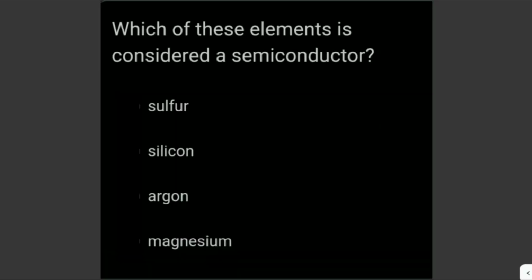Which of these elements is considered a semiconductor? Sulfur, silicon, argon, or magnesium? The answer here is silicon. Silicon is one of the most abundant elements on Earth and is used as the primary source for silicon wafers used to make computer electronics.